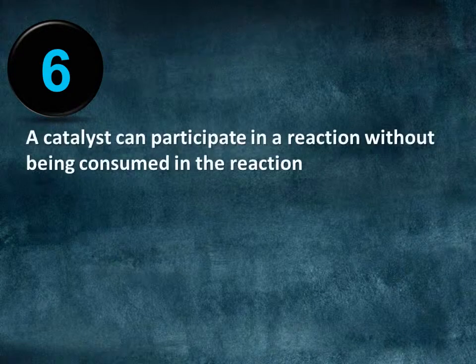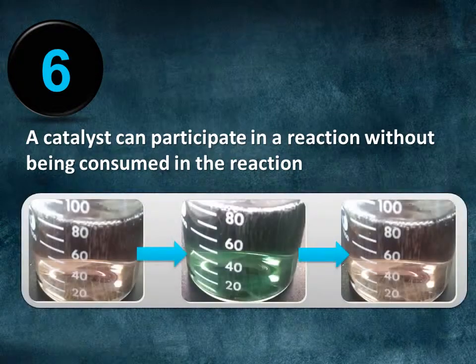The oxidation of tartrate ions by hydrogen peroxide in aqueous solution, catalyzed by pink cobalt ions, demonstrated that a catalyst can participate in a reaction without being consumed in the reaction. The green color is a complex form of cobalt which formed as the catalyst was involved in the reaction. The pink showed that the cobalt ions were present but not involved.